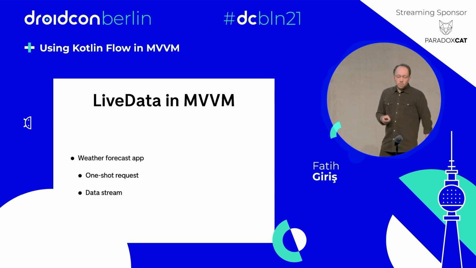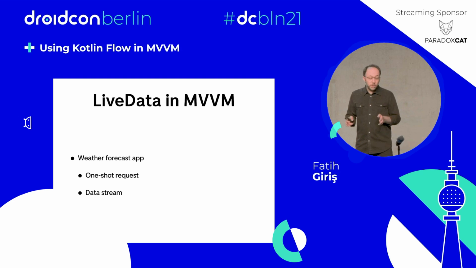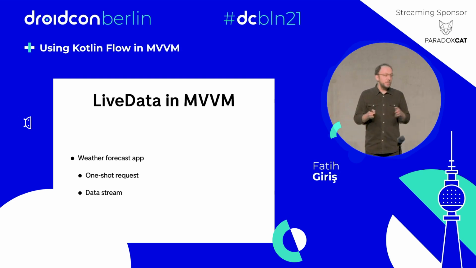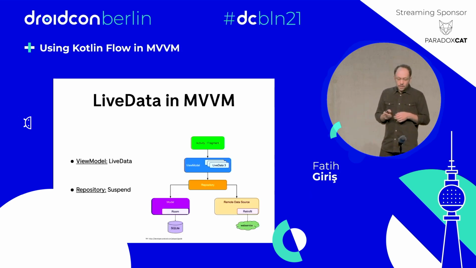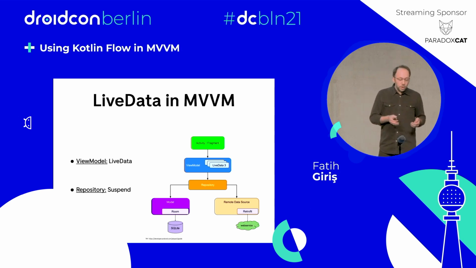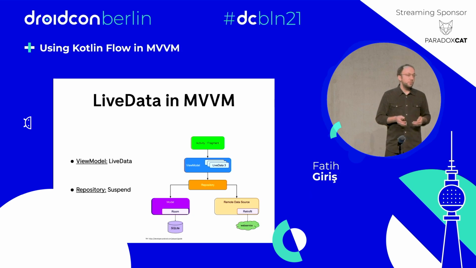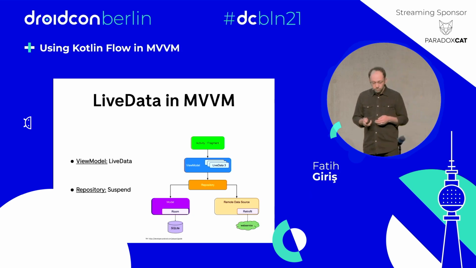And today, we're going to build one app. In order to demonstrate all this stuff, we're going to do two things. First, we're going to be doing a one-shot request with LiveData and Flow. And then we're going to see how we can actually read some real data streams from the server. In order to build that, we're going to be using LiveData in the ViewModel. And then in the repository, we're going to be using a suspend function for the one-shot request.